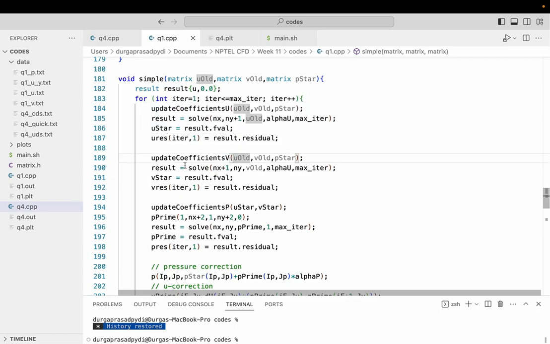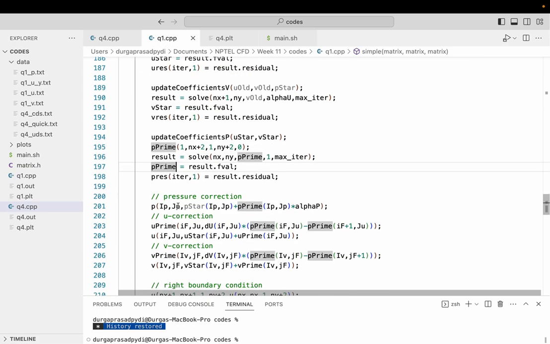After getting U star and V star, I will update the coefficients of the pressure correction equation using the latest values of U star and V star, and then I will solve my pressure correction equation and get my P prime. Once I get the P prime, I will update my P, essentially P star plus P prime times some relaxation factor.